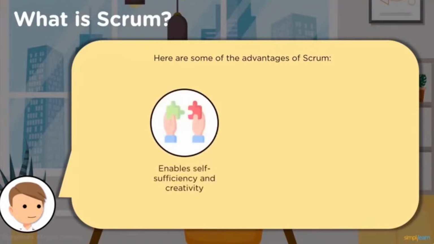Next, Scrum enables self-sufficiency and creativity. It enables team members to be creative with problem solving and to take a hands-on approach to the project. And since decisions are taken by each member of the team, they make sure of their own self-sufficiency.